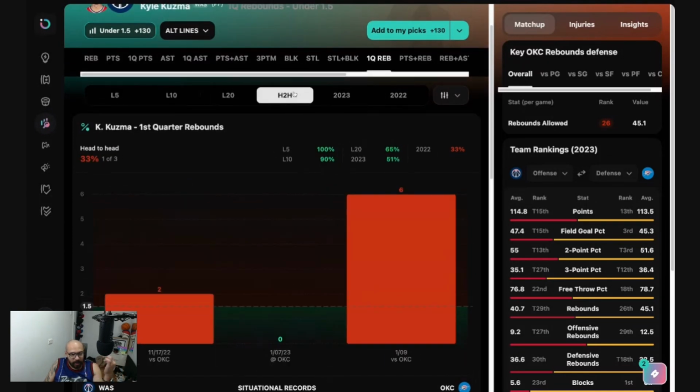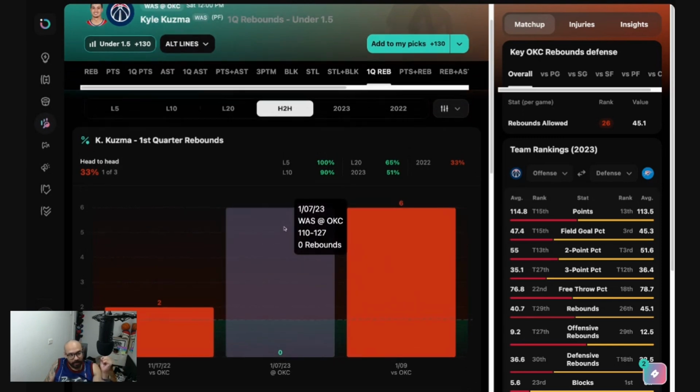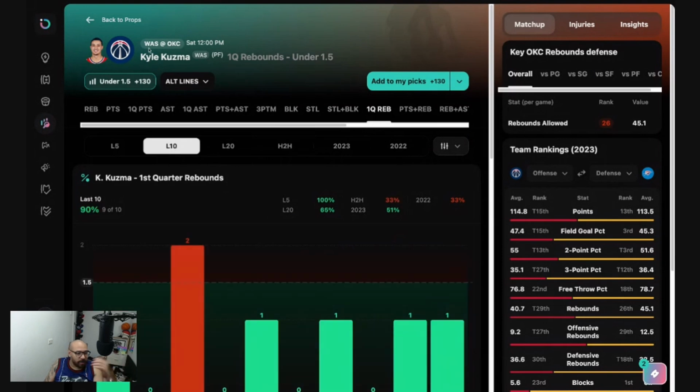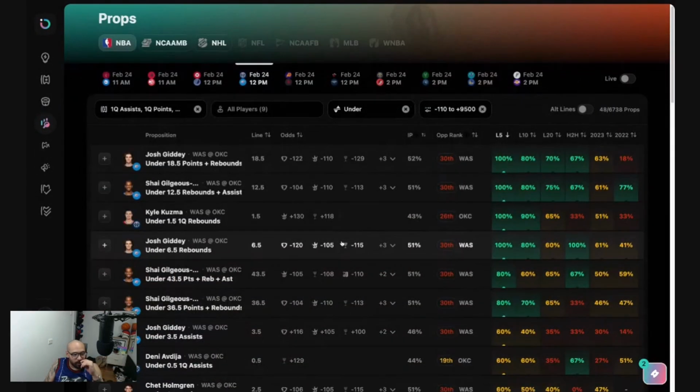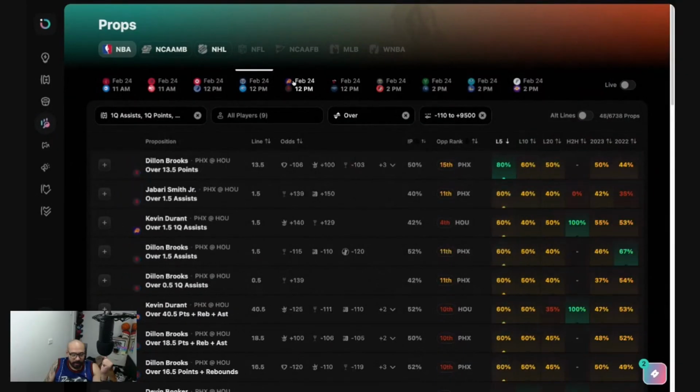In head-to-head matchups, he did have 6 rebounds in his last game in the first quarter against OKC. So, yeah, look, this is interesting, but I wouldn't take that bet at all for Kyle Kuzma. Let's jump into the over and get into the next game.